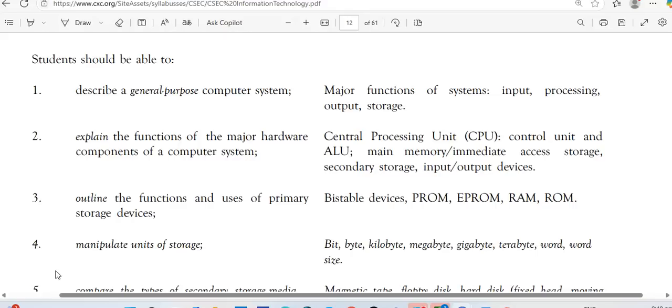So now we're going to look at the relationship between the CPU, the central processing unit, the brain of the computer, and the control unit. What is the relationship between the CPU and the control unit, the ALU, the main memory, access storage, the secondary storage, and the input and output devices? But first, let us start with the control unit. The control unit is a part of the CPU. It manages the flow of data and instructions within the computer system.